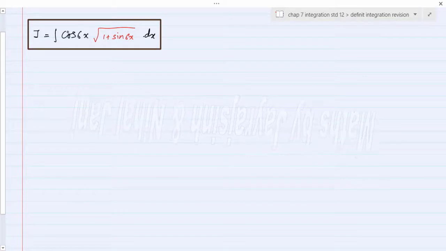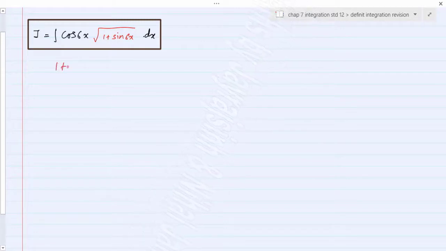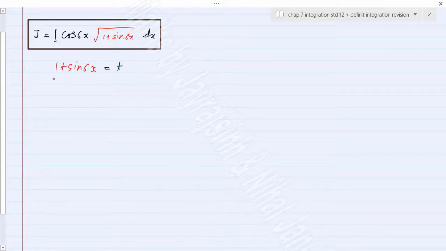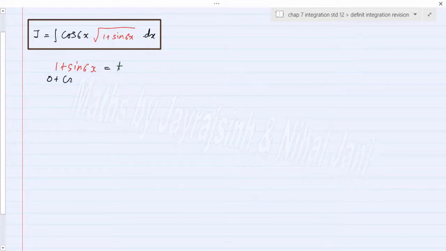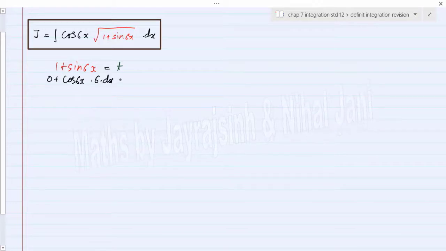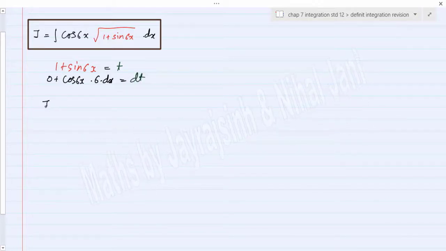In this question, we have to integrate cos 6x under root of 1 plus sine 6x. To integrate this term, let's assume 1 plus sine 6x is equal to t. Differentiate both the sides. The differentiation of 1 will be 0. Differentiation of sine 6x will be cos 6x into 6 dx, which will become your dt.